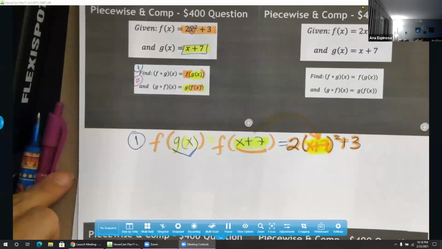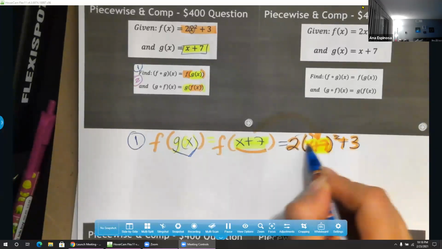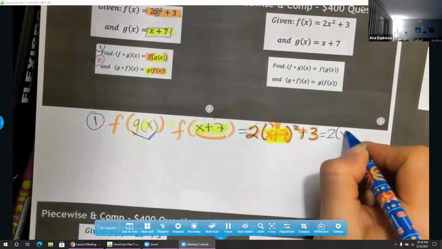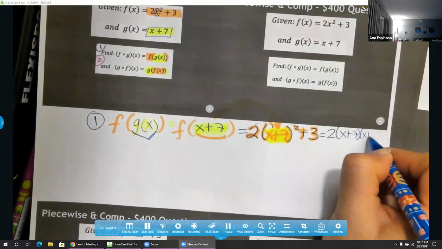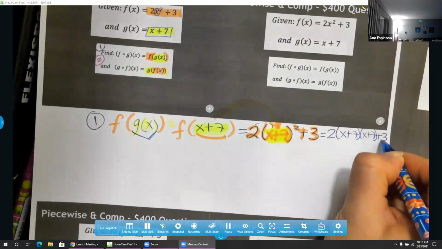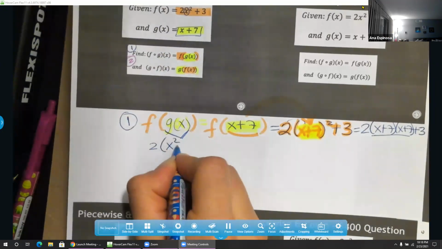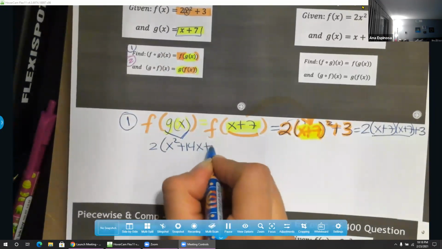Do not distribute this 2 because you have to FOIL first. So this is like having 2 times (x plus 7) squared plus 3. You have to FOIL first. Don't forget to do that. I'm going to FOIL this out. X squared plus 14x plus 49.